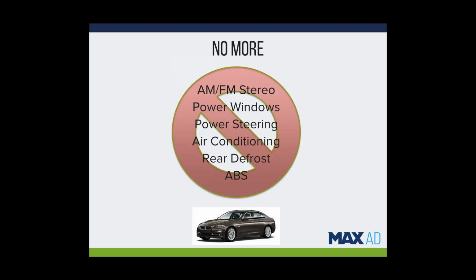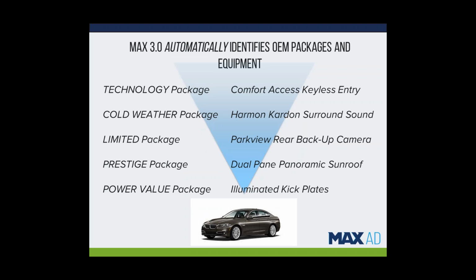All right, so here's what Max does. This was easy: AM/FM stereo, power windows, power steering, AC, rear defrost, and ABS. No more. Max gives you the tools to say technology package, cold weather, limited, prestige, power value package, illuminated kick plates, dual, you get the idea. These were the things that the manufacturer created and marketed to the customer when it was new. We're going to give you the tools to continue those same marketing efforts now that the car is used.